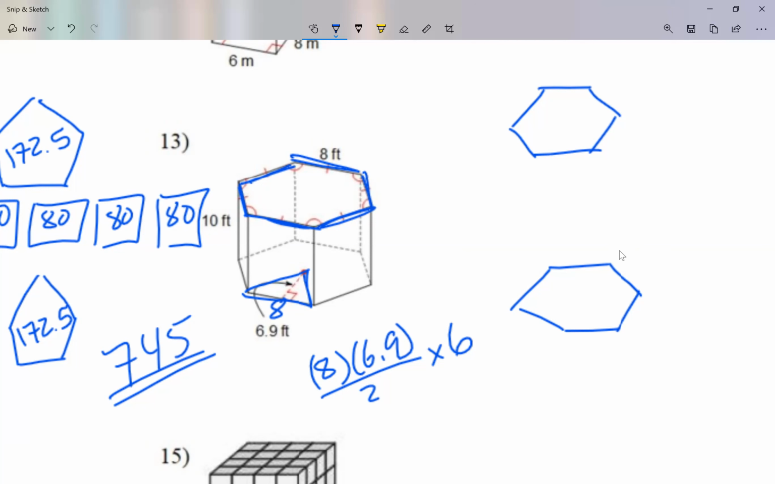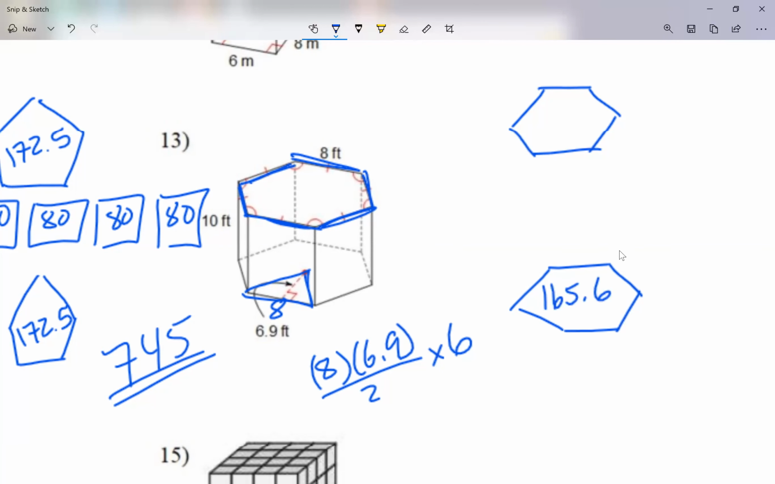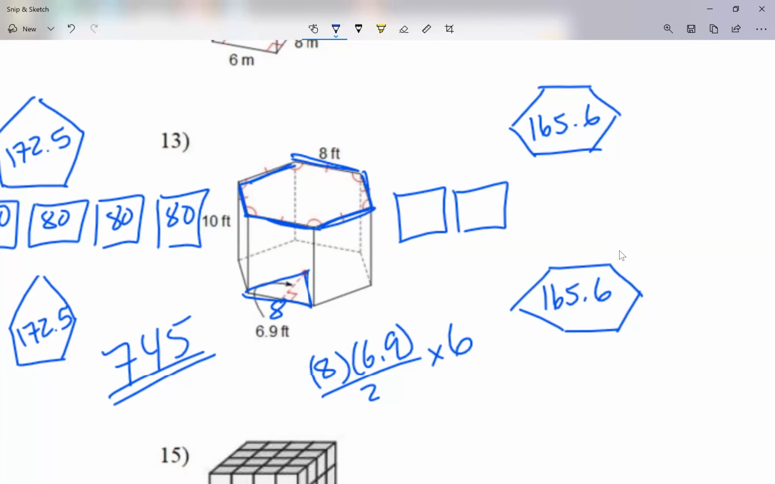Okay, so 8 times 6.9 divided by 2. And then my answer, let me multiply this by 6. So I get that each of my bases is 165.6. Because my base has 6 sides, guess what? I have 6 rectangles in the center.